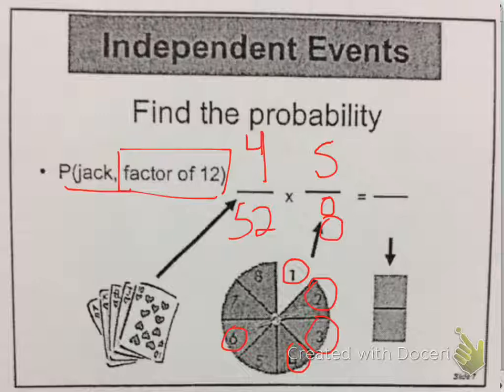And so then to find our total probability, we would multiply those together and let the calculator reduce it. So we would have 5 out of 104 for our total probability.